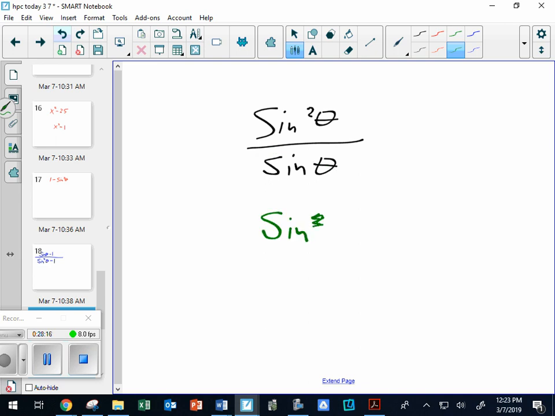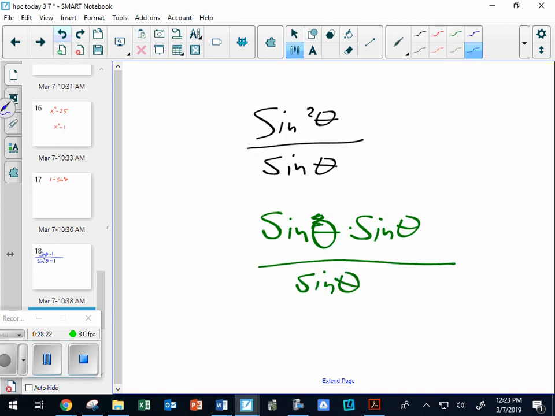Sine theta times sine theta over sine theta. Only two things that are identical can cancel each other. It's not okay to go like that. That's just shorthand, and these are proofs. Okay? So you should replace sine squared with sine times sine.